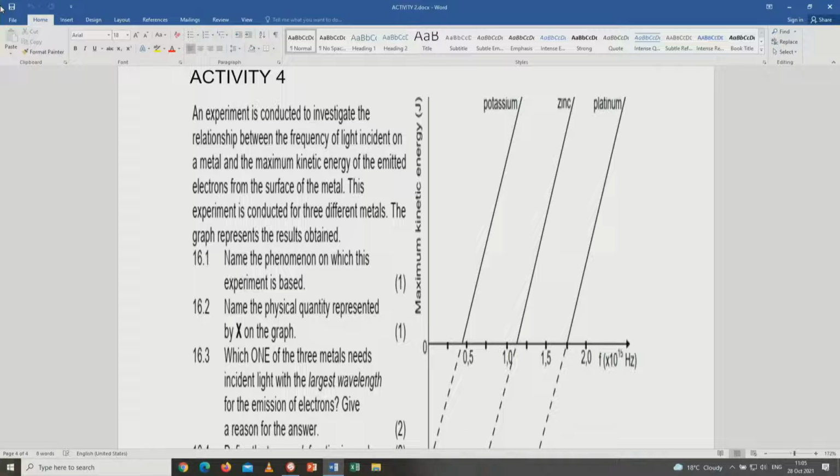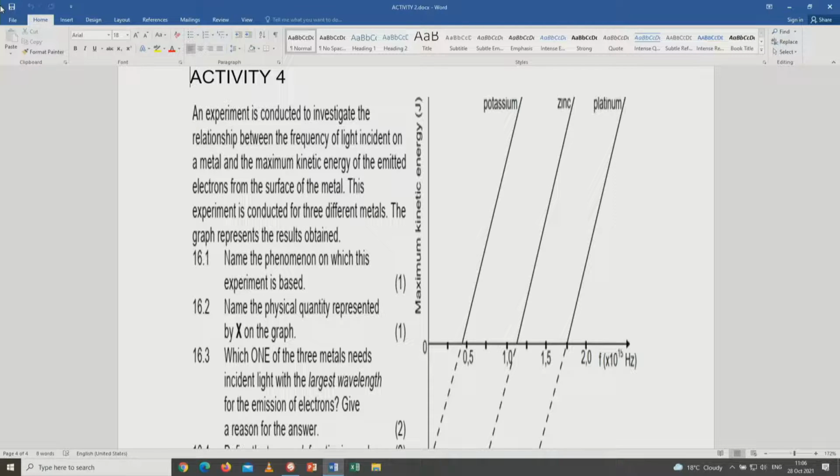Because they say they are using different metals, it means the threshold frequency and the work function will be different. So there, as you can see, we have potassium, zinc, and platinum. Each one of those, as you can see on the graph, has its own work function and its own threshold frequency.